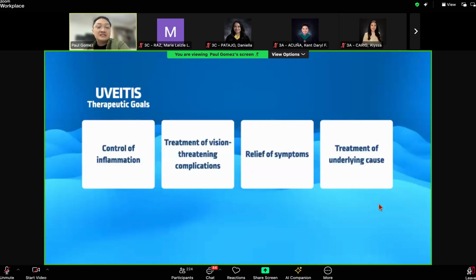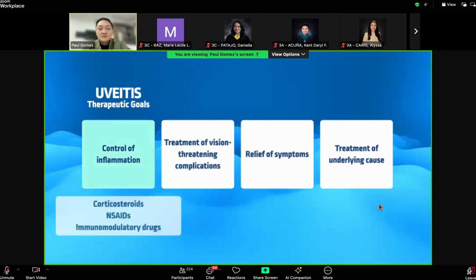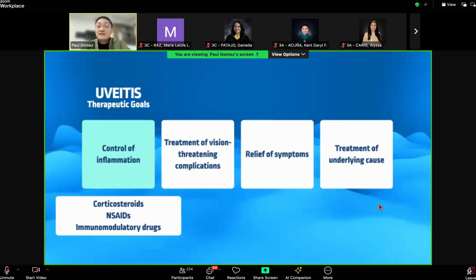So now that we've talked about diagnostics, we should also give an overview of the therapeutic goals for uveitic eyes. These are the four goals that we aim to address and achieve in the fight against uveitis. First is the control of inflammation. We can control inflammation with topical drops, corticosteroids, steroid drops, NSAIDs, and there might be immunomodulatory oral drugs that we can also give. But there are certain conditions where you may need to address infection first before starting any steroid treatment.